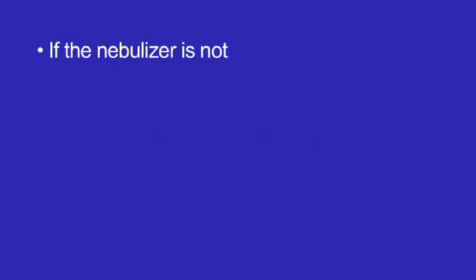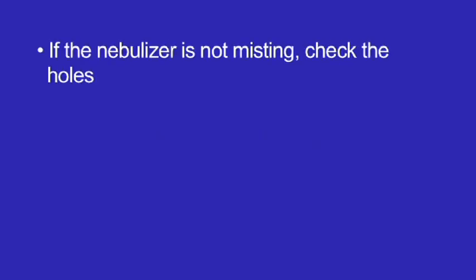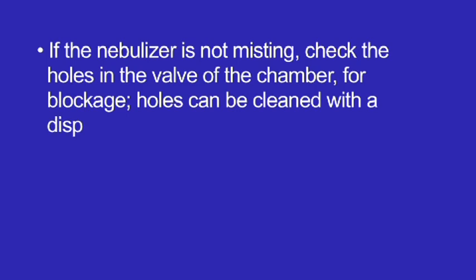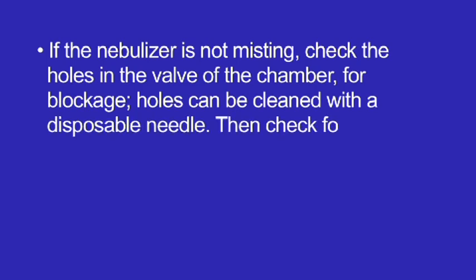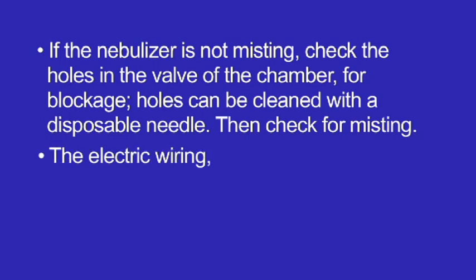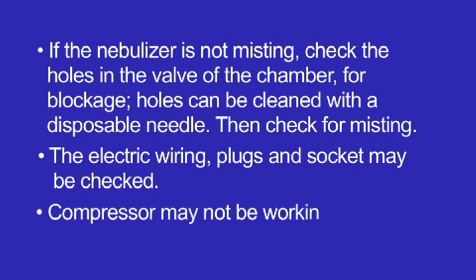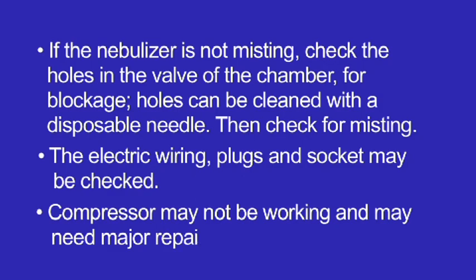Troubleshooting. If the nebulizer is not misting, check the holes in the valve of the chamber for blockage. Holes can be cleaned with a disposable needle. Then check for misting. The electric wiring, plugs and socket may be checked. Compressor may not be working and may need major repair.